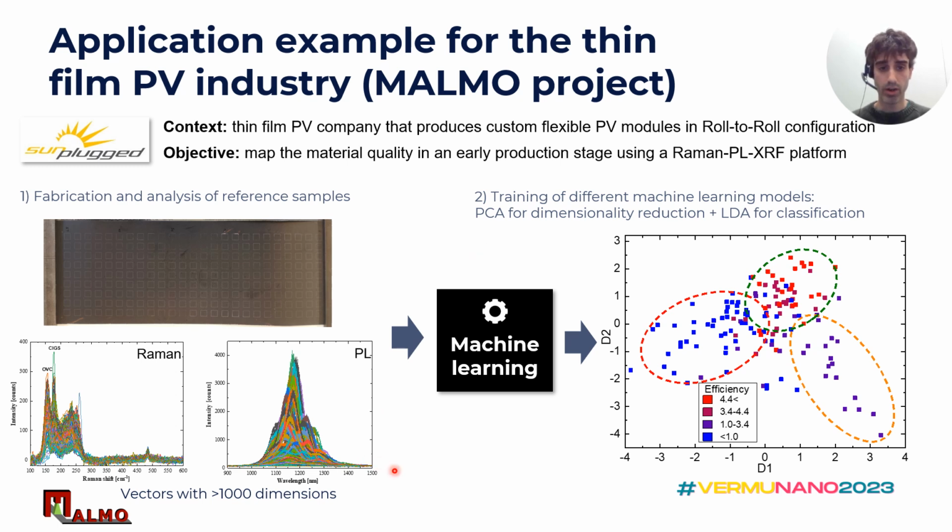So you need to take into account that this data has more than 1,000 dimensions. They are comprised of more than 1,000 points. It's a spectra. So with the machine learning, what we are doing is to reduce their dimension and then classify it. And this allows us, here you have a real example, to classify it in good quality, mid quality, and bad quality, going from 1,000 dimensions to only 2 dimensions. So this makes it much easier to work with the data.